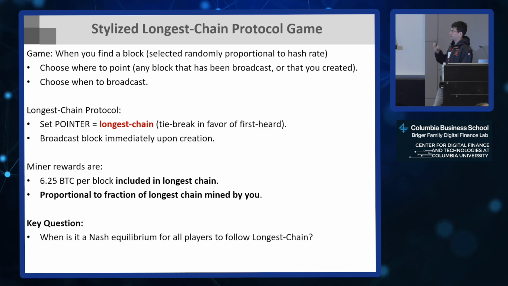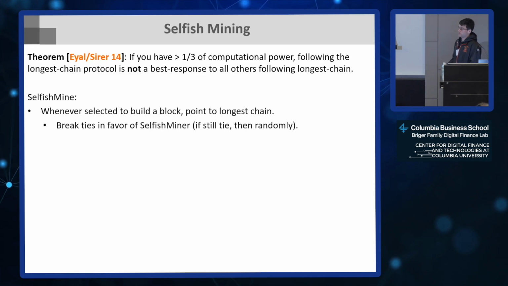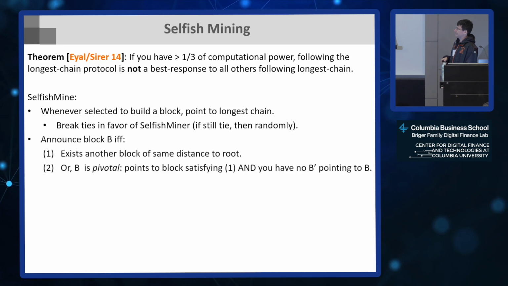All right, and so the key question, like I mentioned, is when is it a Nash equilibrium for all players to follow the longest chain? So this is the result from Eyal and Sirer, their selfish mining strategy. What they propose to do is the following. They say, actually still point to the longest chain. So they're not really going to be violating consensus. It's not a consensus breaking attack. And the only thing they ask to do differently is, this is sometimes called a block withholding attack.